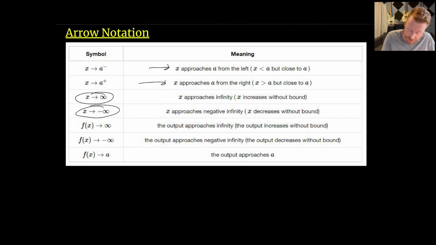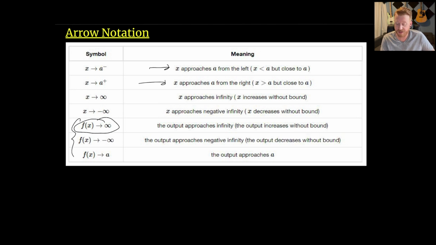So all of those ones up there all have to do with our input values, either approaching some number from each side or going out to positive and negative infinity, just increasing or decreasing without bound. These last three here all have to do with the output values. So the first one here is saying the output values are approaching infinity. They are increasing without bound. The second one, f of x approaching negative infinity, says they are going down and approaching negative infinity. They're decreasing without bound or getting larger in the negative direction.